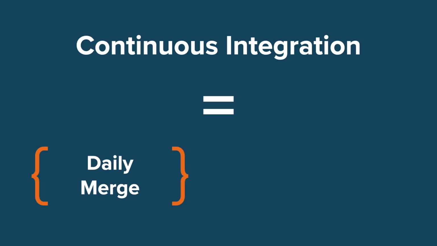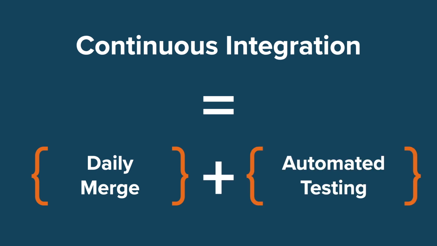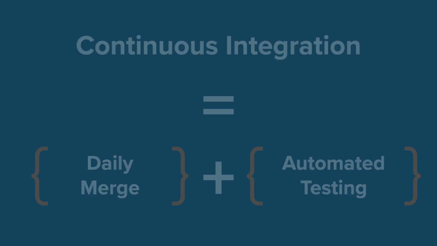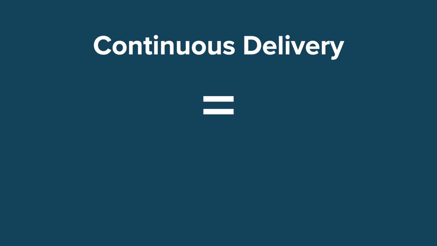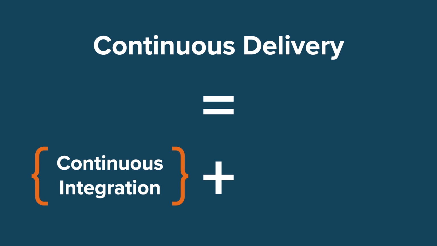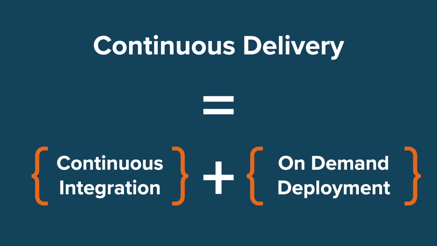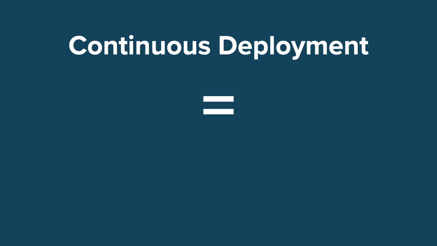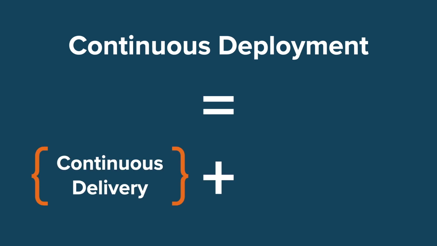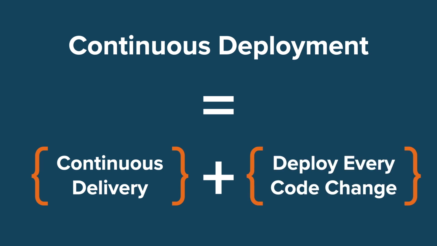So to wrap up, continuous integration means that engineers integrate their code changes at least daily, and you have automated testing to make sure everything still works. Continuous delivery means you have continuous integration plus a fully automated mechanism to deploy to production when needed. You may be doing deployments on a regular cadence, like every other week, or just on demand when the business asks for it. Continuous deployment means you have continuous delivery, and you immediately and automatically deploy every single code change to production.